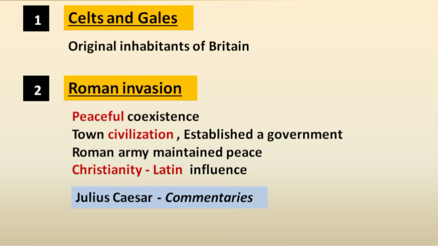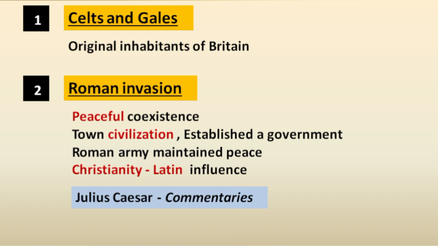A literary work of this period, which could be of importance, is the commentaries written by Julius Caesar. So, Caesar, when he came to Britain, wrote about the Britain that he saw when he was conquering it, an account of Britain. He wrote about the heavy rain, the dense forest, the canopy, which made it very difficult to conquer the place. So, you just get an idea of the Britain in those times by reading the commentaries.